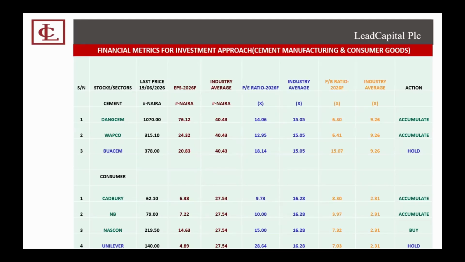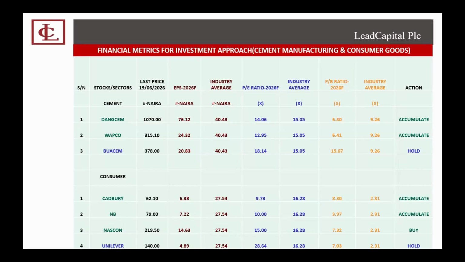Now let's look at WAPCO. WAPCO forecast EPS stands at 24 naira 32 kobo, while its PE ratio of 12.95 times is lower than both Dangote Cement and the industry average. Its price to book ratio of 6.41 times is also significantly below the sector average. In summary, WAPCO is the cheapest stock on a PE basis amongst the major cement players. It appears undervalued relative to industry benchmarks.